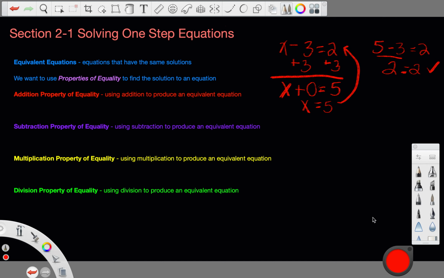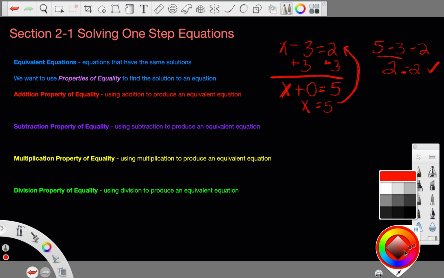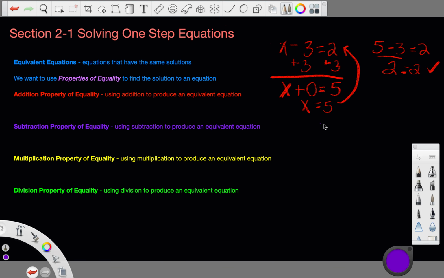Okay? So now we're going to look below, and I'm going to try to match it up perfectly, and we are going to work on the subtraction property of equality. So the problem I'm going to use is as follows: x plus 3 equals 2. Okay? So again, very similar situation. We have 2 terms on the left-hand side, 1 term on the right-hand side, and we really want to get this x alone.